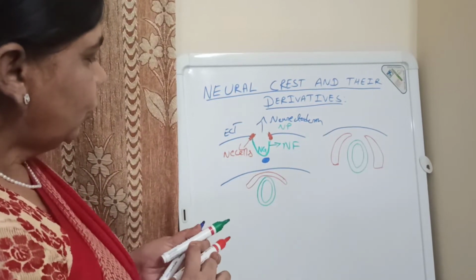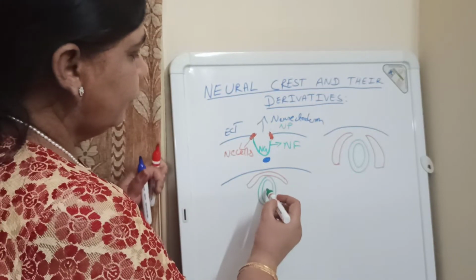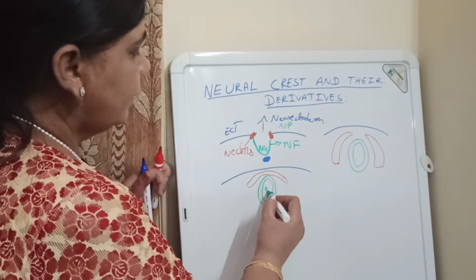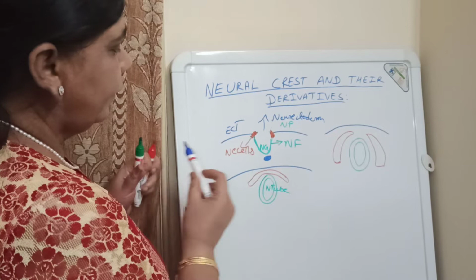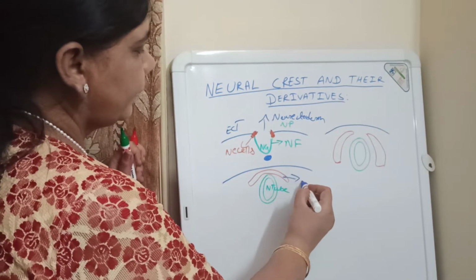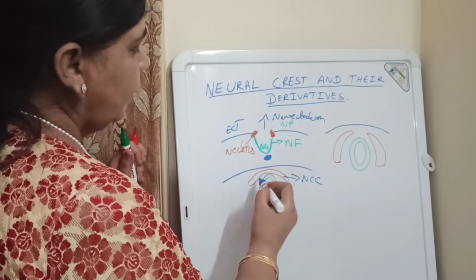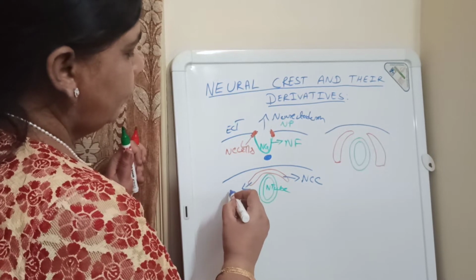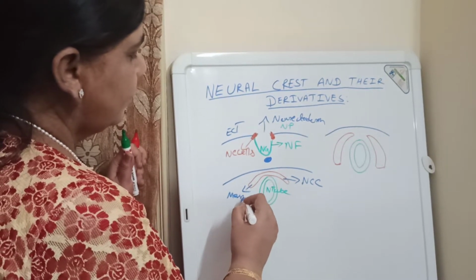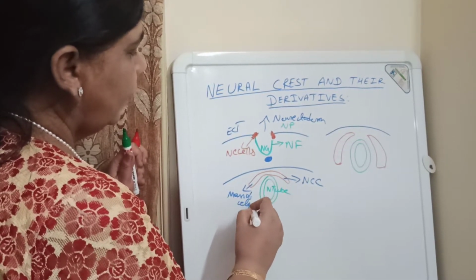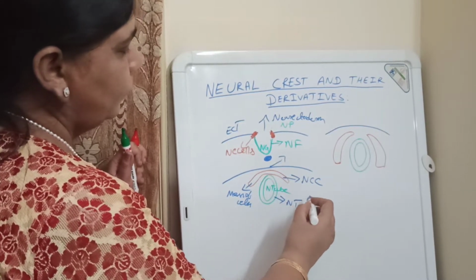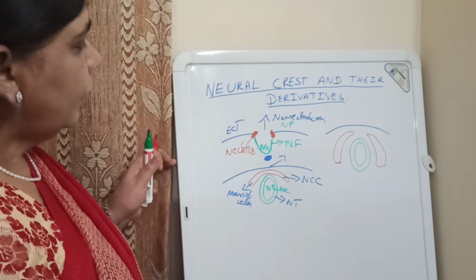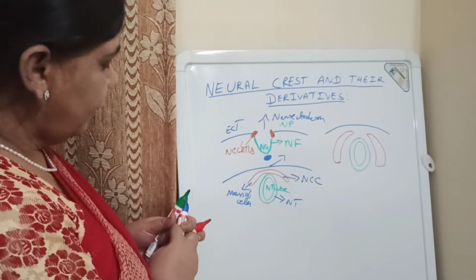So when the neural tube is formed by the fusion of the ends, these neural crest cells separate from the surface ectoderm and form a mass of cells in between the ectoderm and the neural tube. So that is the beginning of the formation of the neural crest cells.